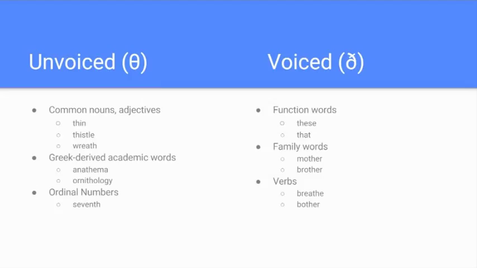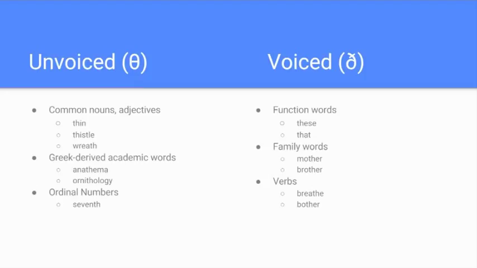It's hard to tell, unfortunately, in English, because these are spelled the same, which one you're going to encounter when you encounter a new word. But there are a couple general groups that you can find. So there are a lot of unvoiced TH sounds, the th, in really common nouns and adjectives like thin, thistle, wreath, or at least, if not common, kind of older, more traditional, everyday words.